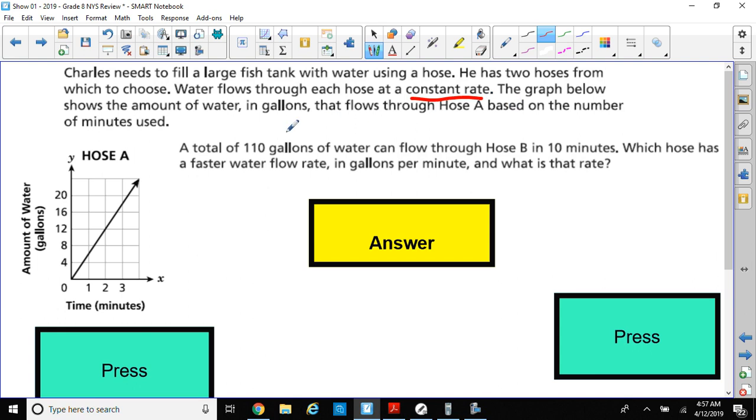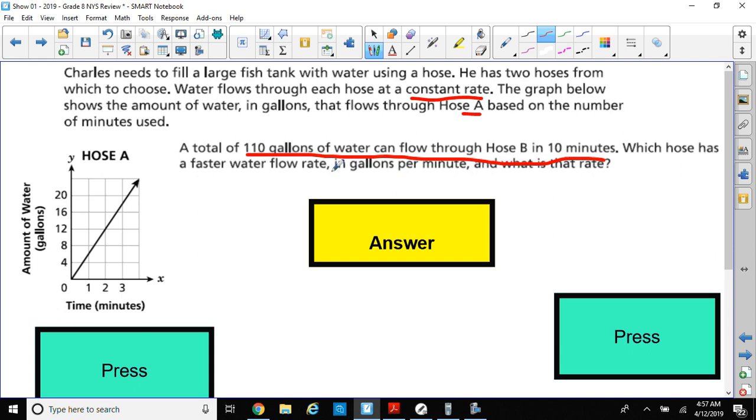The graph below shows the amount of water in gallons that flows from hose A, based on the minutes used. So here's the graph they're talking about. A total of 110 gallons of water can flow through hose B in 10 minutes. Which hose has a faster flow rate in gallons per minute, and what is that rate?